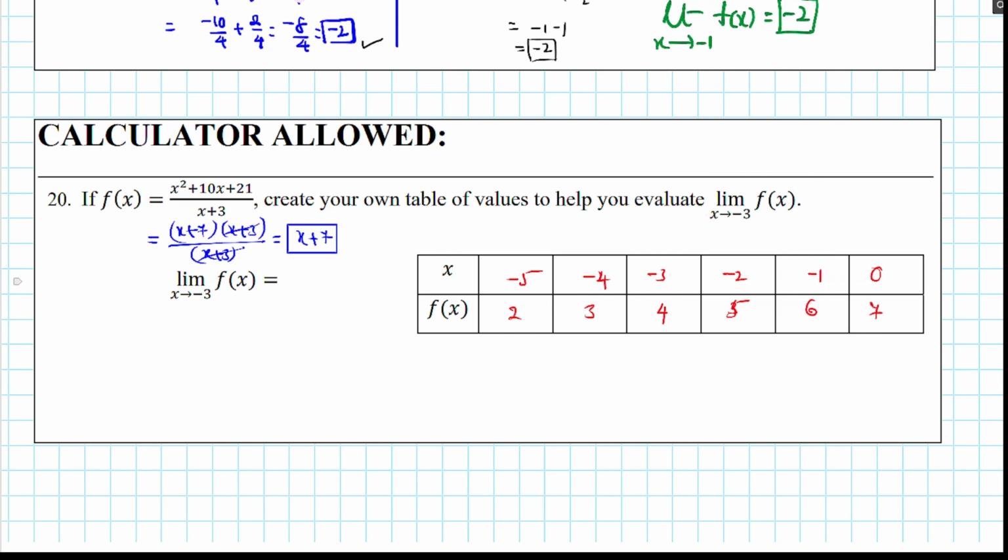As you can see, as x approaches negative 3 from the left side, the y values approach 4. As x approaches negative 3 from the right side, the y values approach 4. So that means this limit is equal to 4.